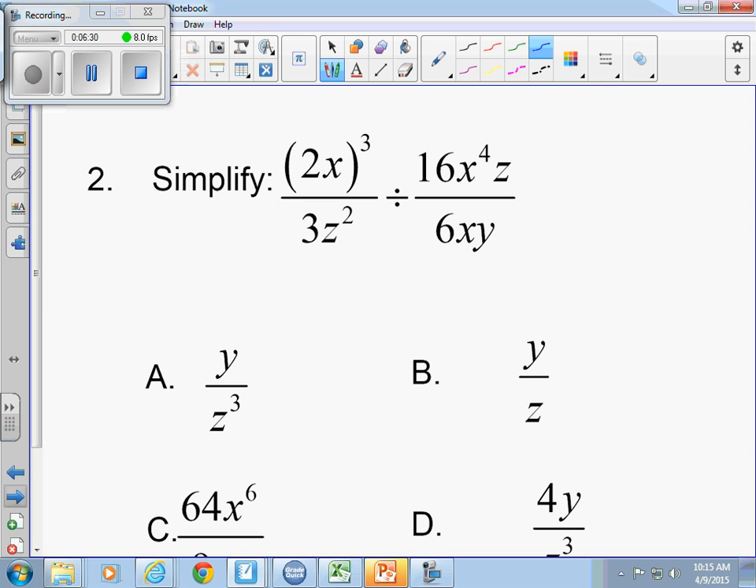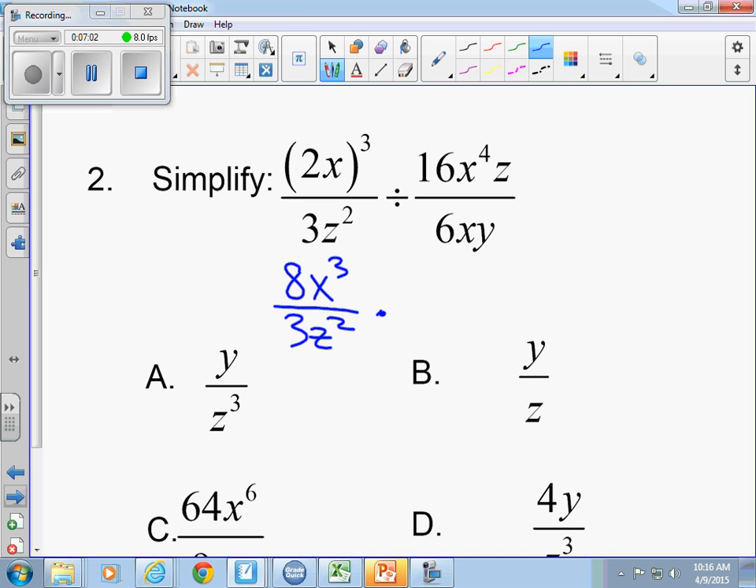Okay, let's look at this one. Stephen, was this your question? One like this? Before I can actually start working this problem, there are two things I need to do. One, I need to deal with the (2x) cubed, and two, I need to flip the second fraction. So I'm going to do those two things. What does (2x) cubed actually mean? Good. 2x times 2x times 2x, which is 8x cubed.